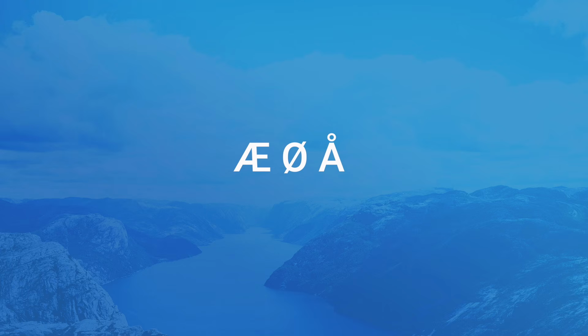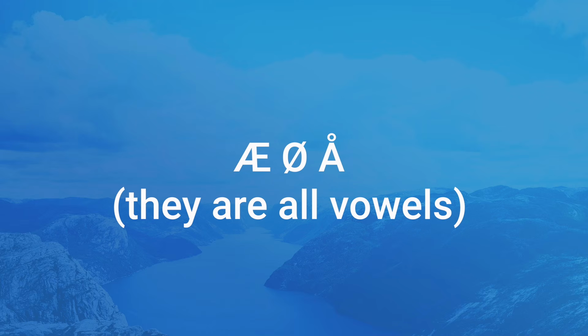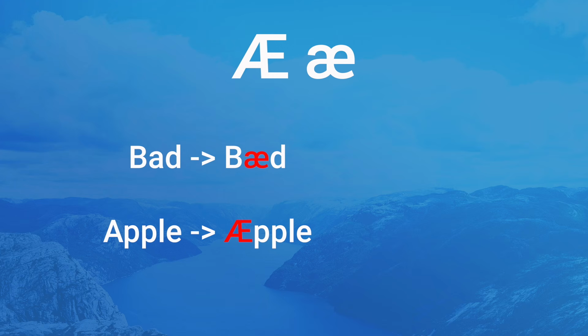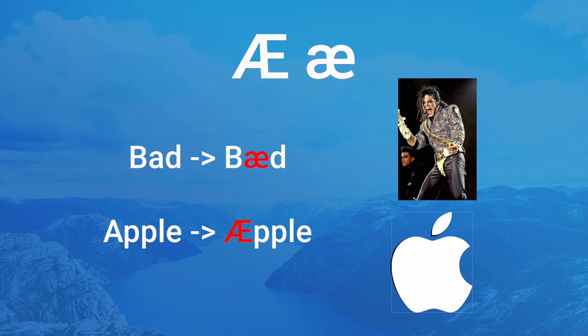And now we've reached the 3 extra letters that the Norwegian alphabet has. The first one is Æ, and as you can see, it is composed of an A and an E put together. Æ. Bær, trær. It sounds just like the American bad or apple.